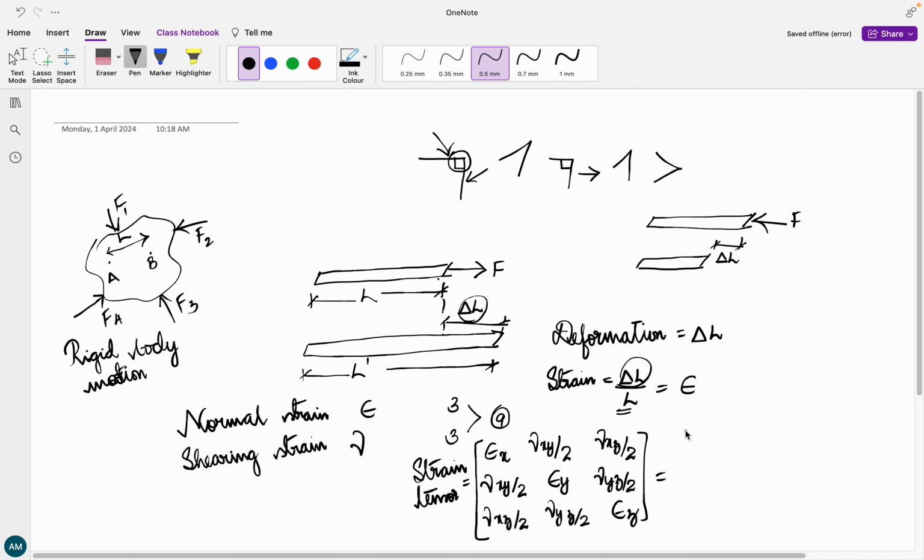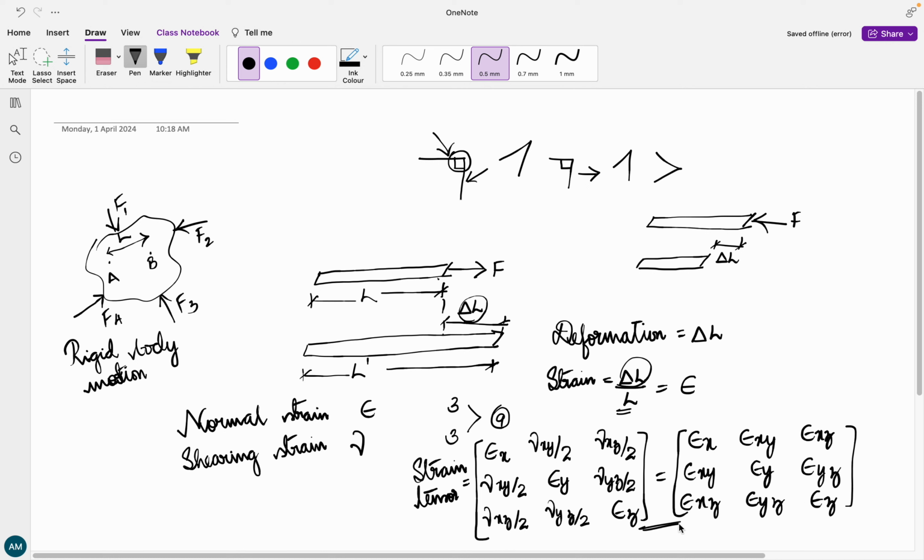Or I can also rewrite my strain tensor as gamma epsilon x, epsilon xy, epsilon xz, epsilon xy, epsilon y, epsilon yz, epsilon xz, epsilon yz, and then epsilon z. You need to remember these two, because if in the problems they give you with respect to epsilon xz, then you have to use this. If they give you in terms of the shearing strain, that is gamma, then you need to remember this.